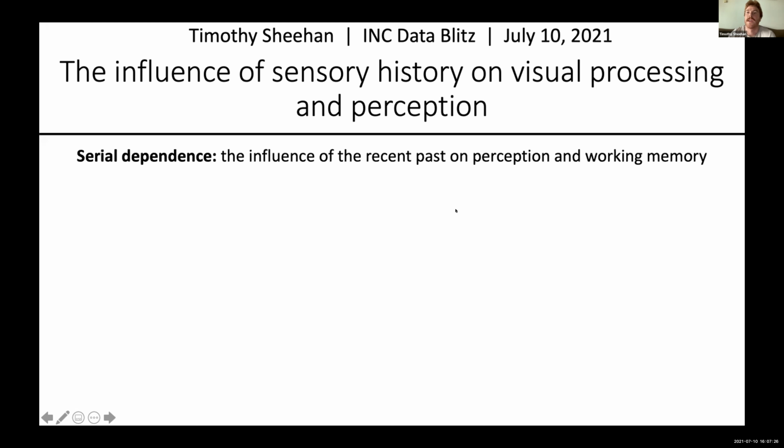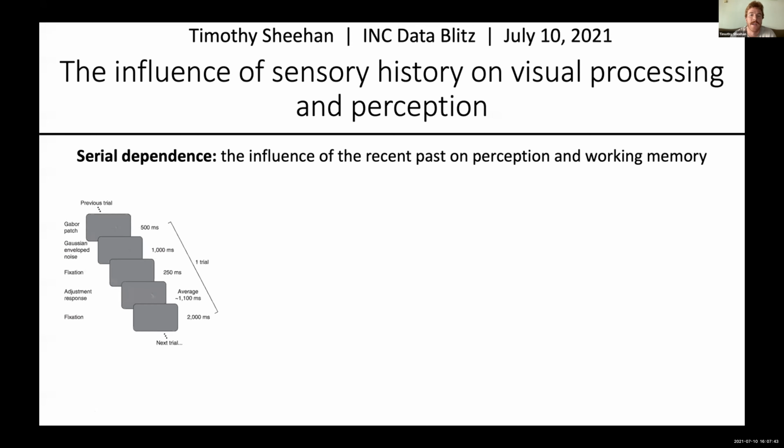So I'm going to be presenting on how sensory history impacts both how we see the world and also our early visual processing. Serial dependence is the influence of the recent past on perception and working memory.